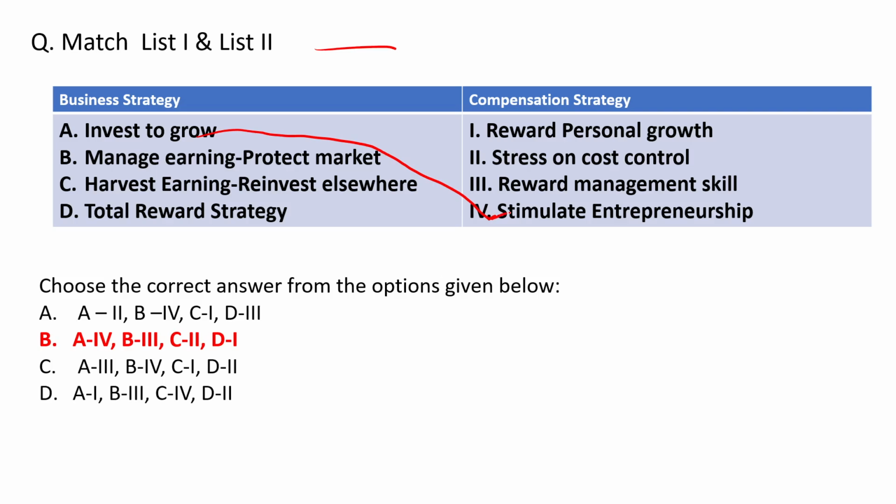By using proper reward management skill, earning can be managed and market can be protected. How can cost be controlled? By harvesting the earning and reinvesting elsewhere. And total reward strategy is used in the context of when we are rewarding personal growth. Okay, so option number B will be the right answer.